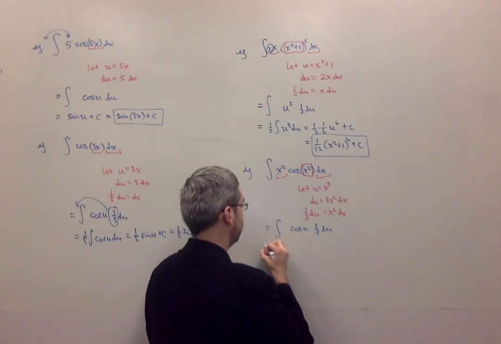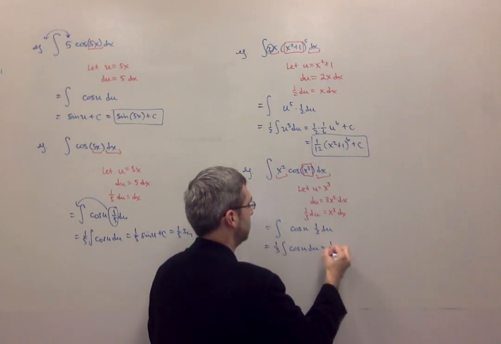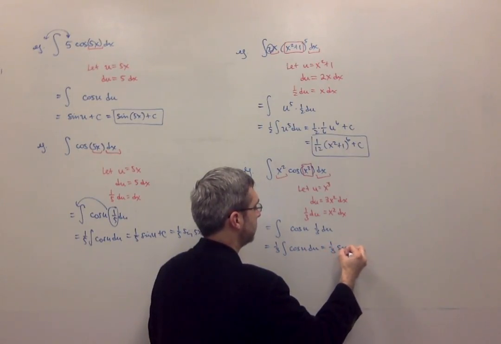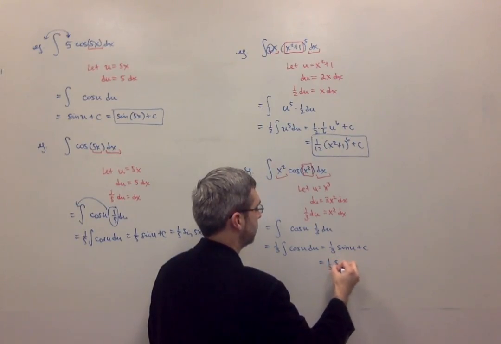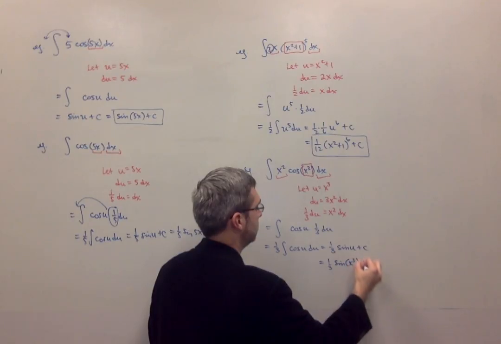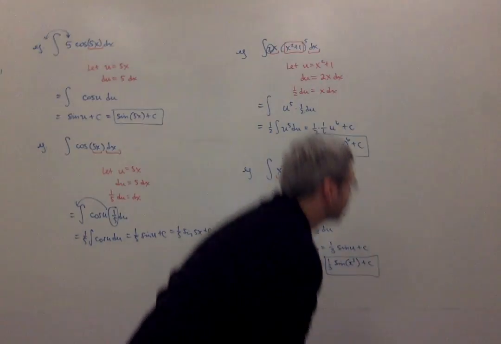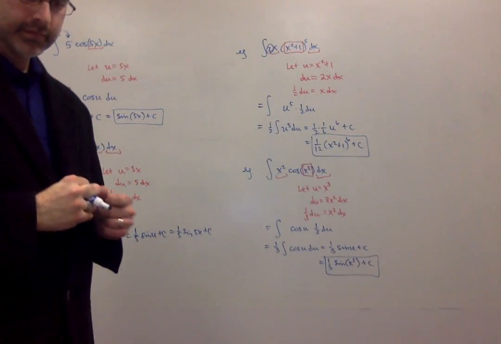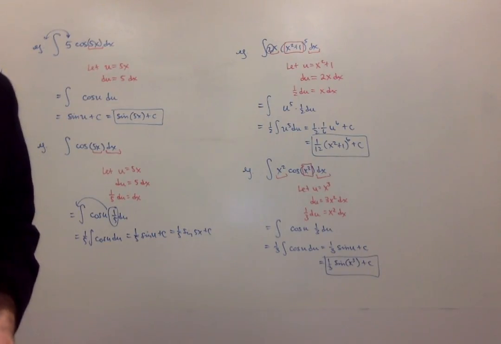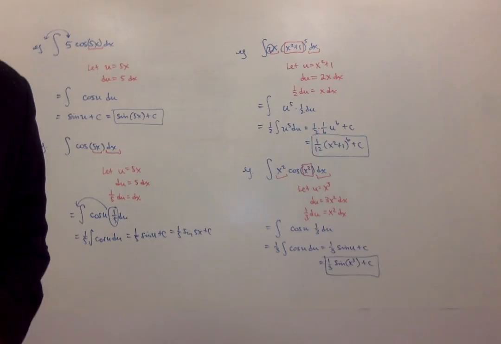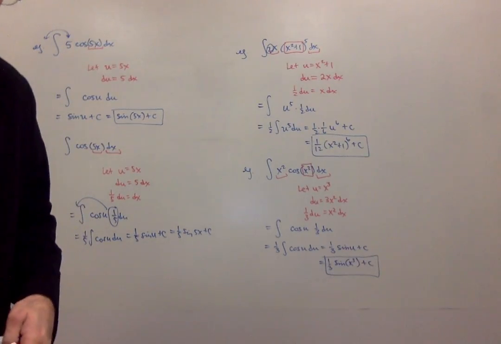And I can, again, pull that 1/3 out because it's just a constant. And then the antiderivative of cosine is sine. So this becomes sine of x cubed. 1/3 sine x cubed plus my constant. Now, if it's missing more than just a constant, that becomes a big problem.